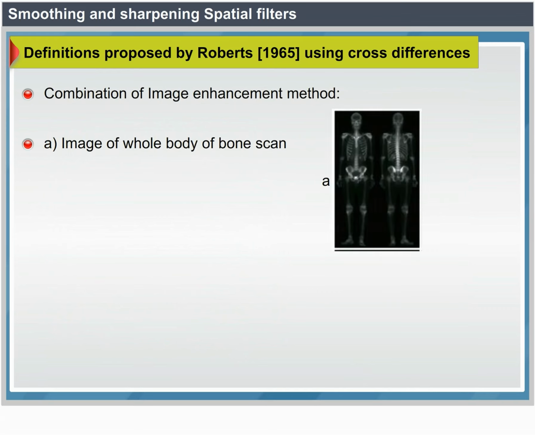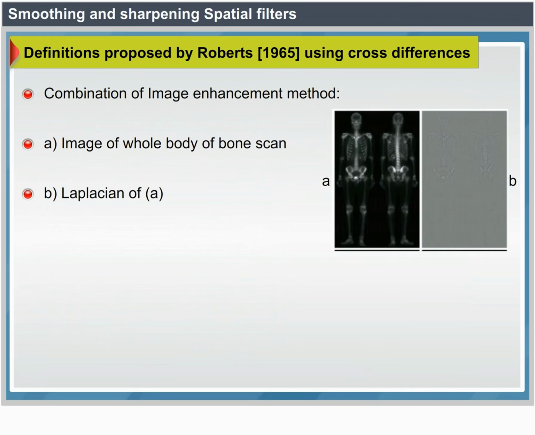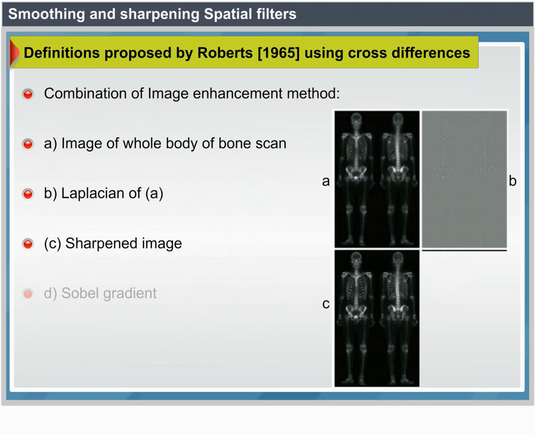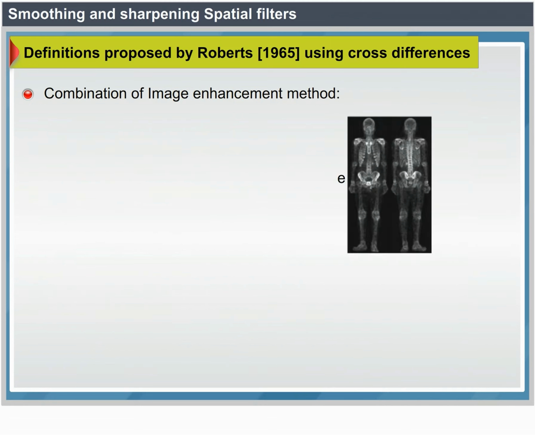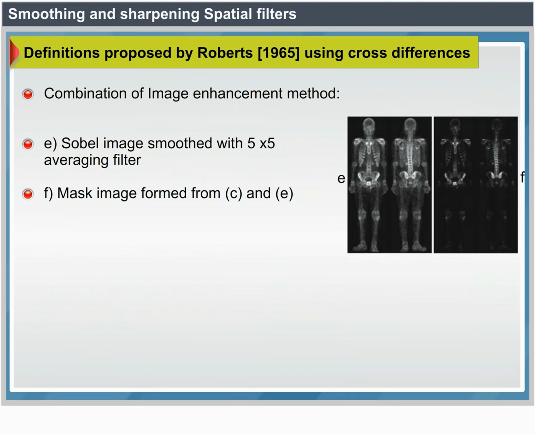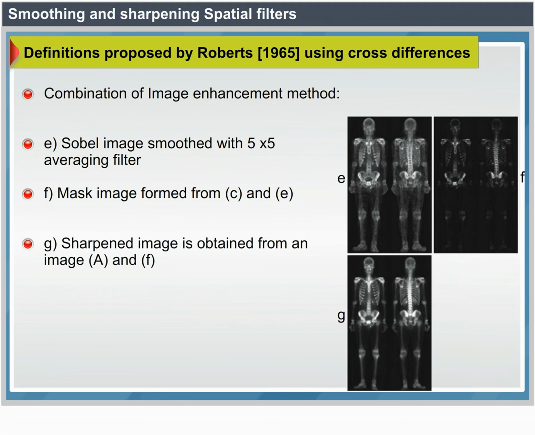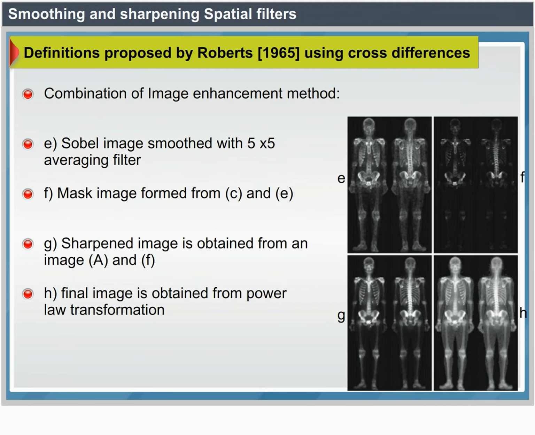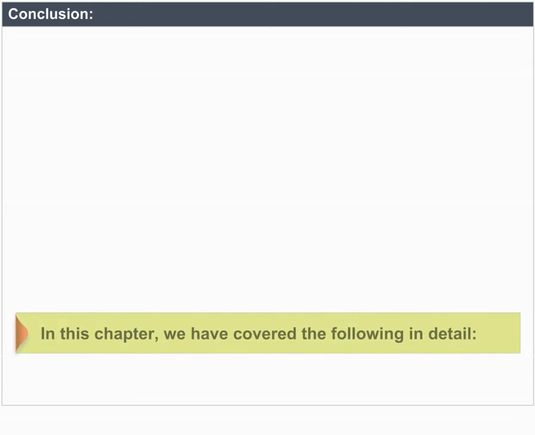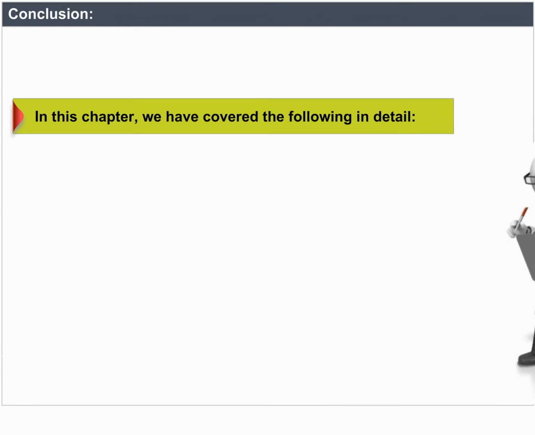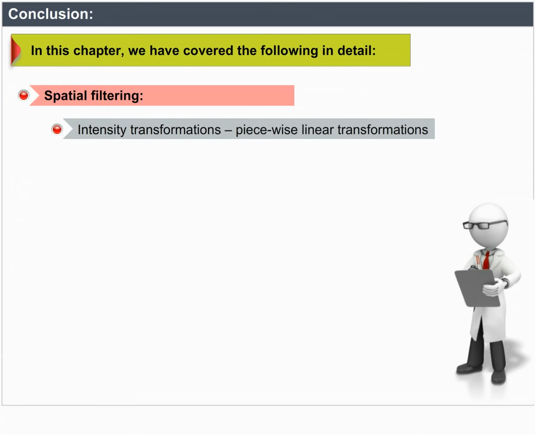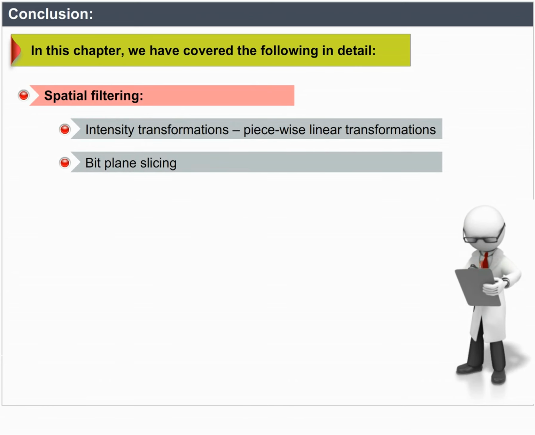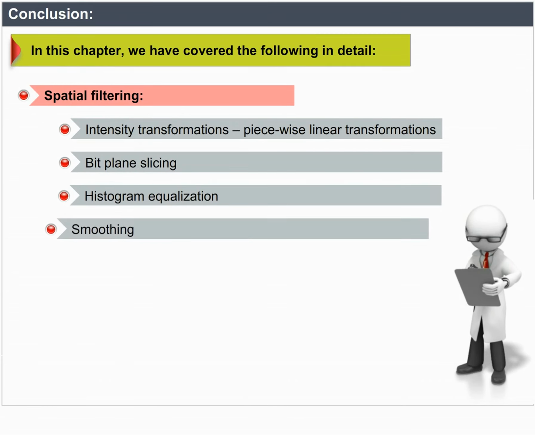Conclusion. In this chapter, we have covered the following in detail: spatial filtering, intensity transformations, piecewise linear transformations, bit plane slicing, histogram equalization, smoothing, filtering masks, sharpening filters, gradient operators and Laplacian filters, frequency domain filtering, image sampling, 2D discrete Fourier transform, low-pass filtering ideal and Gaussian, high-pass filtering ideal, Gaussian, Laplacian, noise models, mean, median and min-max filters, and minimum mean square error filter.